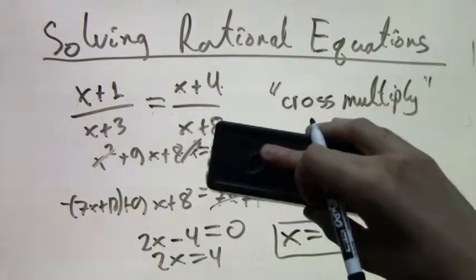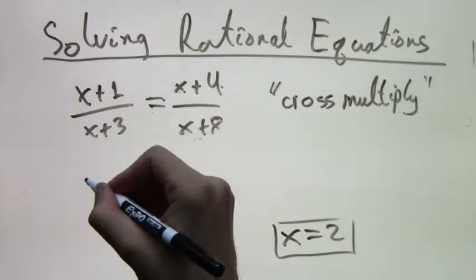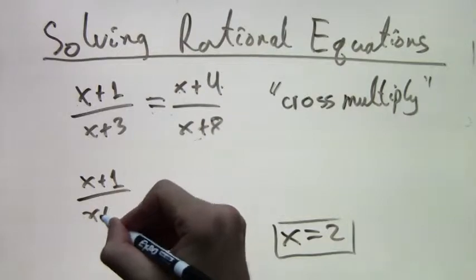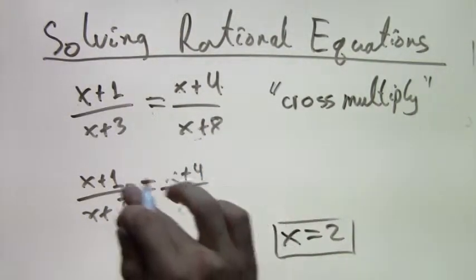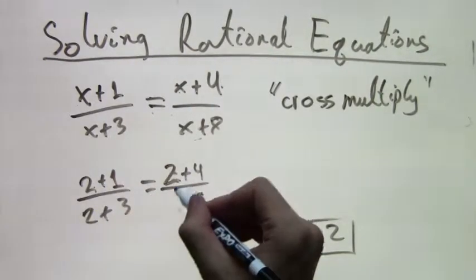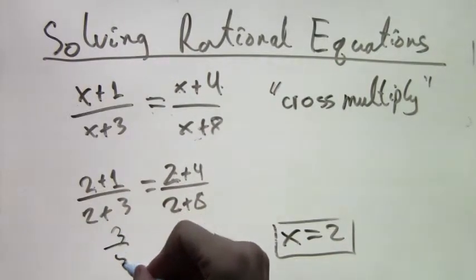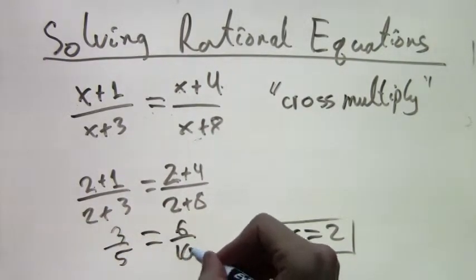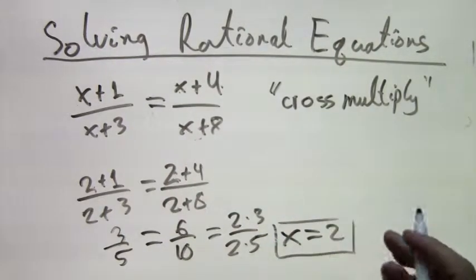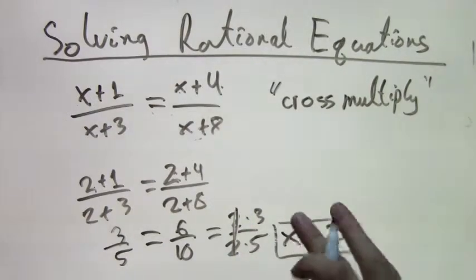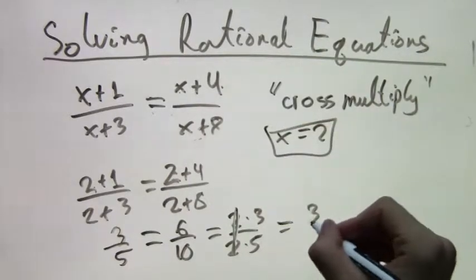Now, when you're doing rational equations, it is pretty important to check your answers. Sometimes the answer doesn't actually work. In our case, it's going to work fine. We're just going to plug it in and you'll see. We get 3 over 5 equals 6 over 10. Well, 6 over 10 is actually the same as 3 over 5 because we can factor out a 2 on top and on bottom. So x equals 2 is the answer, and it is a good answer.